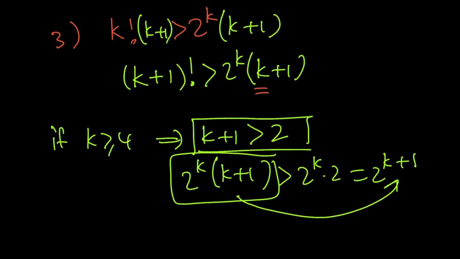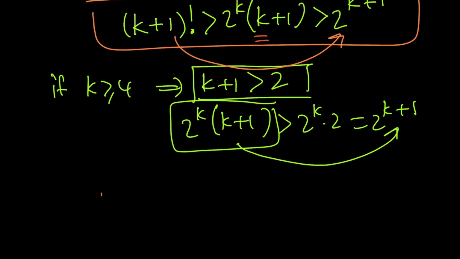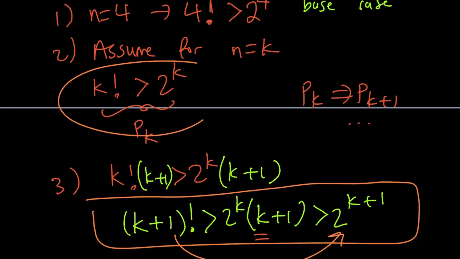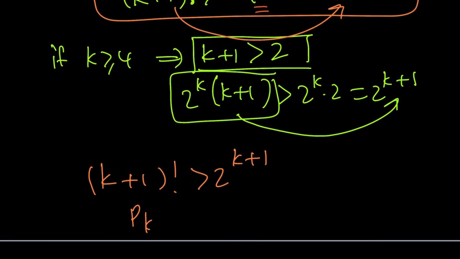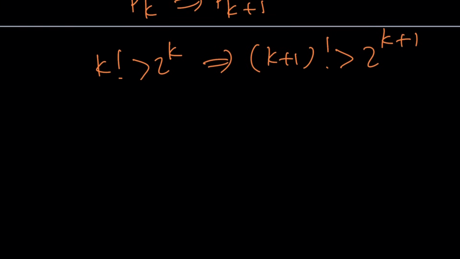So this implies that this expression right here is greater than 2 to the power k plus 1, and by a chain of inequalities or using the transitive property, this basically gives us the following. k plus 1 factorial is greater than 2 to the power k plus 1, which is actually a result that is obtained by this assumption. So p sub k implies p sub k plus 1. In other words, if k factorial is greater than 2 to the k, this implies that k plus 1 factorial is greater than 2 to the power k plus 1. And then this completes the proof.